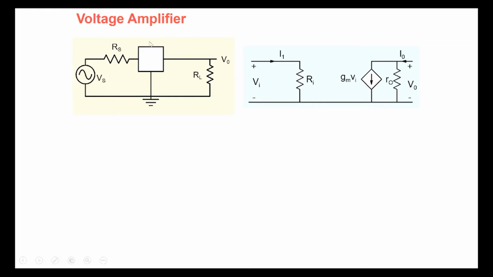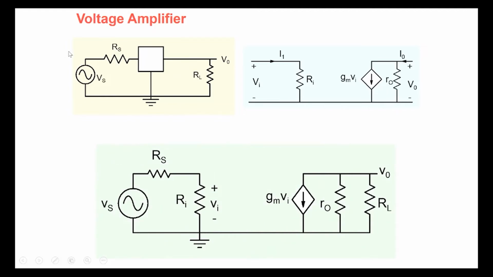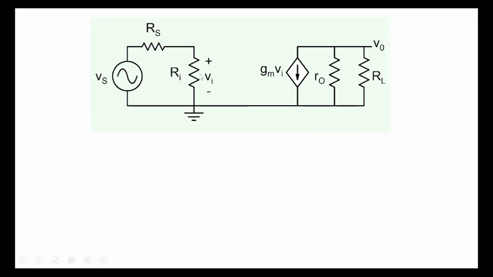So let's build it up. The whole thing is an amplifier here, and let's take this particular block using which we are building an amplifier and replace it by this particular 3-terminal device here. So this is the circuit that we get. We simply take this out and substitute it here. So Rs, Ri, gm Vi, R0, RL here. And it's easy to analyze this particular circuit.